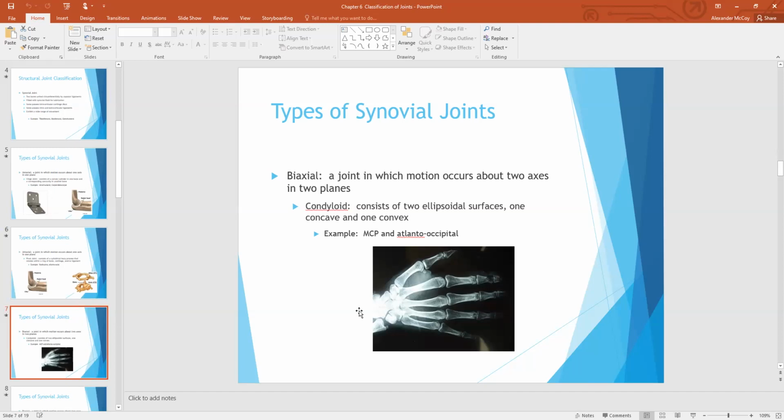Biaxial, so again, this is a subset of synovial joints. Biaxial, it makes sense that we're going to have two planes, two axes. Condyloid, now these are interesting because of the MCP joint and the atlanto-occipital joint at the base of the skull, where C1 articulates with the base of the skull. That means there are two opposing surfaces, one concave, one convex, okay? That's basically a fancy way of saying you're able to move in multiple different ranges.